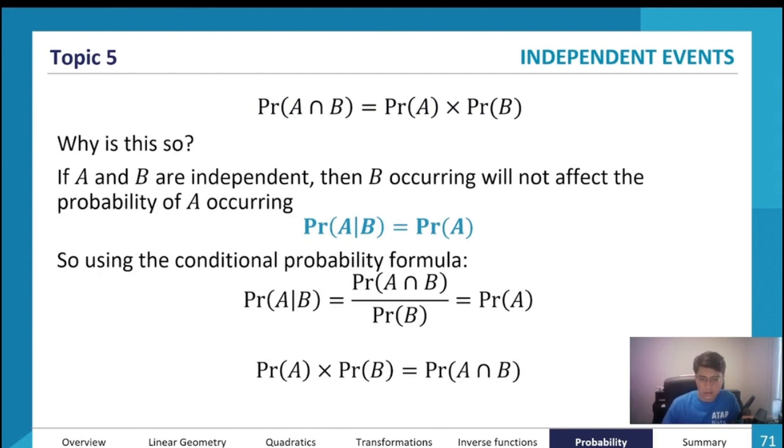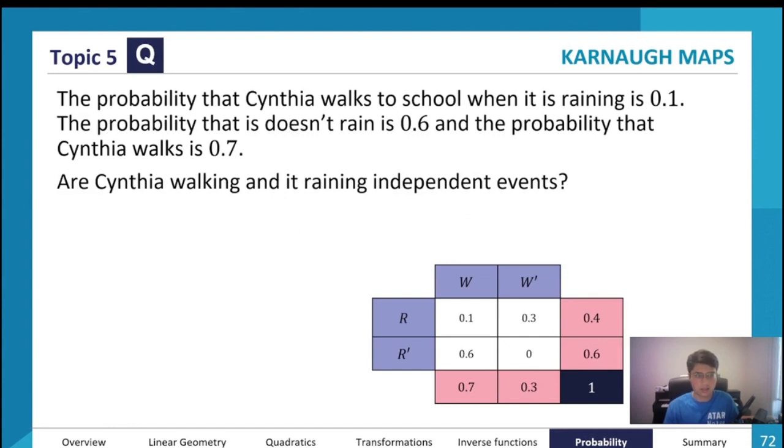And the way we get to that formula is using the conditional probability formula. We know that the probability of A given B is this, according to the conditional probability formula. But we also know that since whether B happens or not has no bearing on A happening, then the probability of A given that B happens is still just the probability of A itself. So what we can do is substitute the probability of A for the probability of A given B, and then multiply both sides by the probability of B, and we get to our independent events formula. Okay, you don't need to know how we derived that though, it's just if any of you are curious about that.